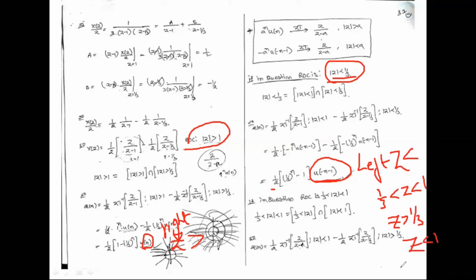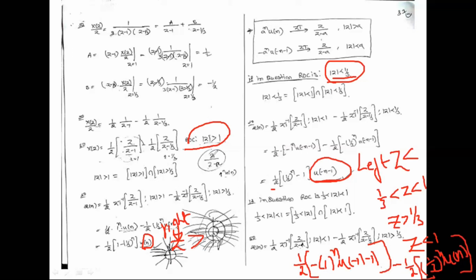Wherever the value is there, depends upon that ROC you can write. 1 means 1 by 2 minus 1 whole power n mu of minus n minus 1 is for z less than 1, because the value 1 is here. And the second term, minus 1 by 2 is there, value is greater than. So 1 by 3 whole power n mu of n. So combining the right-sided and the left-sided function. When z is greater than, the total function you can write in the right-sided only. Mu of n is multiplied.